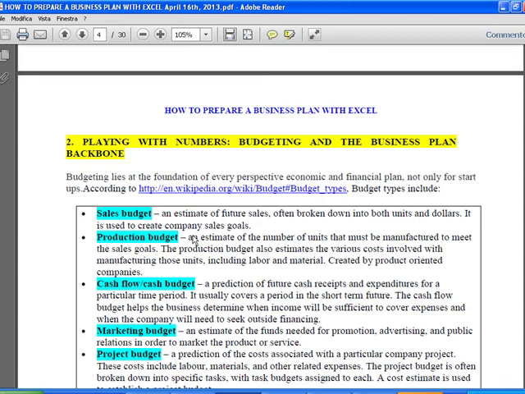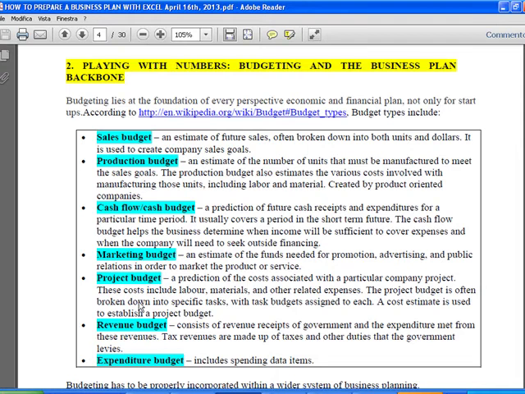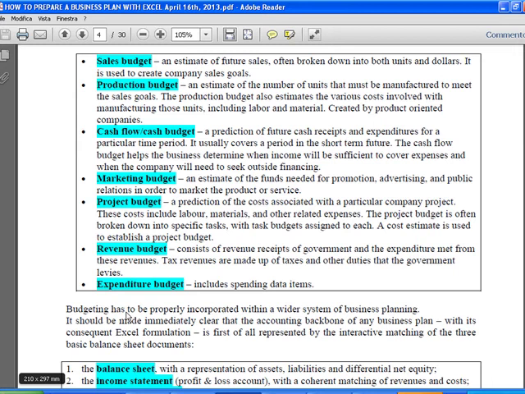We have to prepare, and here you find a link to Wikipedia, a sales budget, an estimate of future sales, a production budget, a cash flow budget concerning liquidity, which is going to be produced and absorbed by the investment, a marketing budget, how to sell, what to sell, where, a project budget, a prediction of the cost associated with a particular company project, but also a revenue budget, trying to estimate revenues, profits, and an expenditure budget for costs. So budgeting is very important. Start from the income statement.